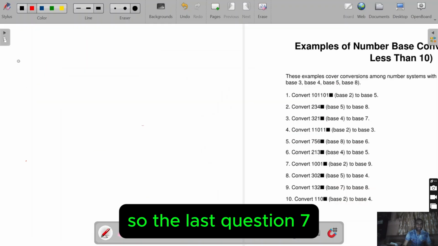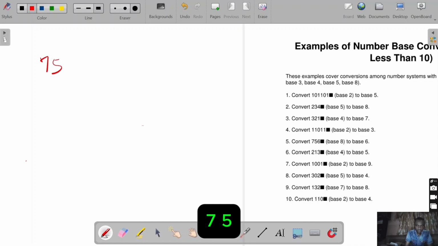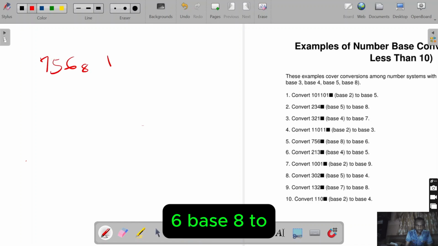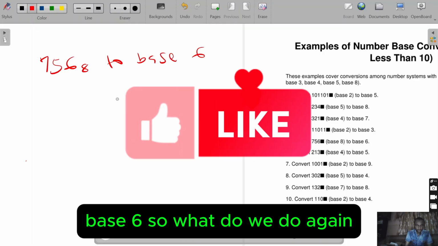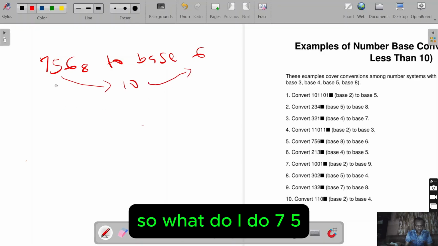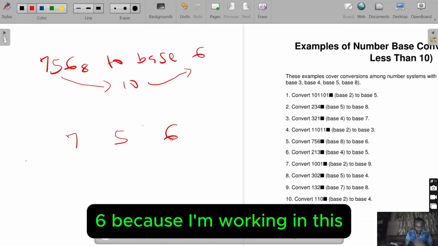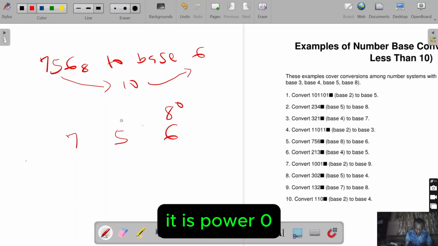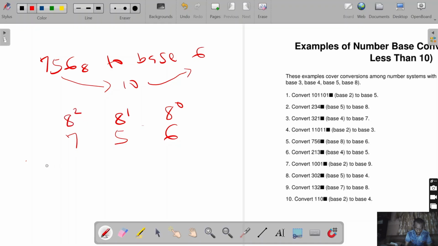So the last question, 756 base 8 to base 6. So what do we do? Again, from base 8 to base 10 and base 10 to base 6. So what do I do? I will write 756, because I'm working in base 8, with 8 raised to power 0, 8 raised to power 1, and 8 raised to power 2.